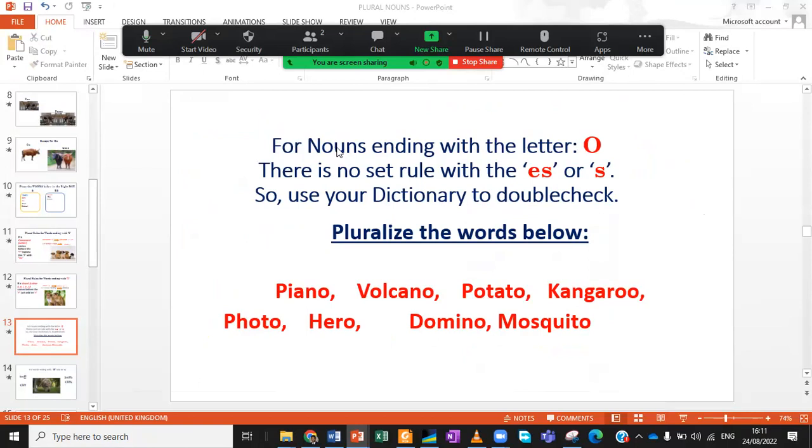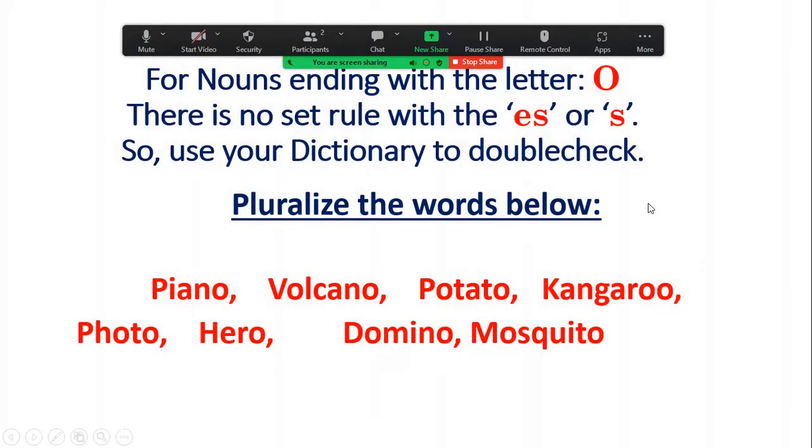For nouns ending with O, there is no set rule. That means you just have to cram. You use your dictionary to double check. For words ending with O, volcano, hero, domino, mosquito, there are no set rules. So you just have to use your dictionaries to double check.